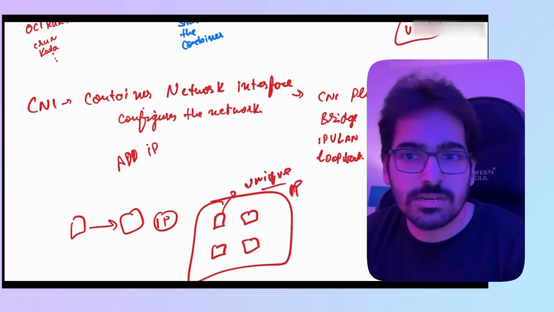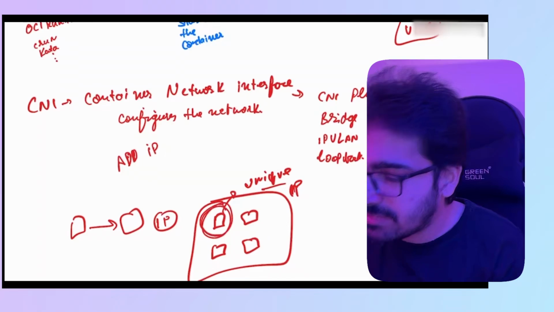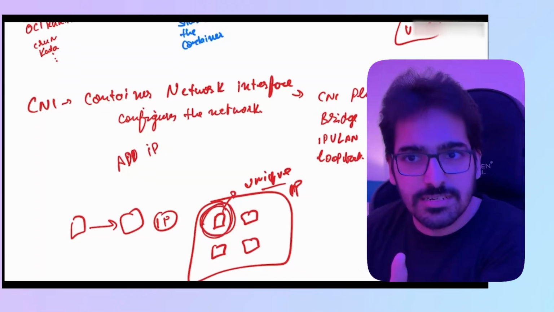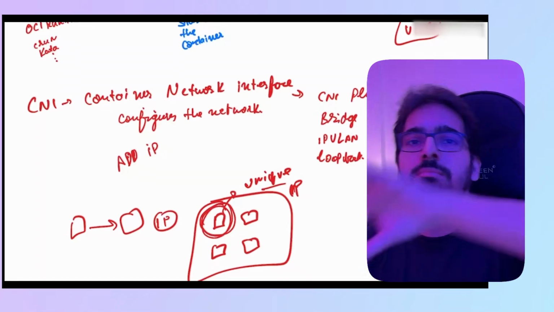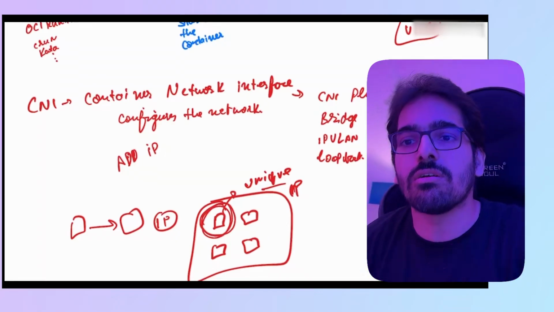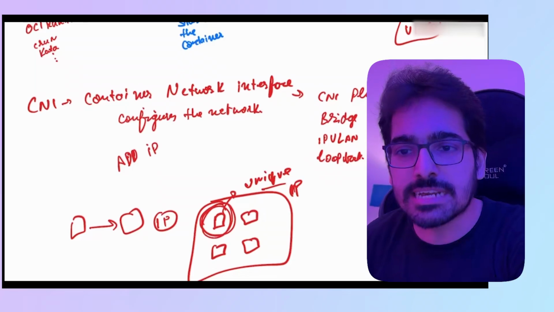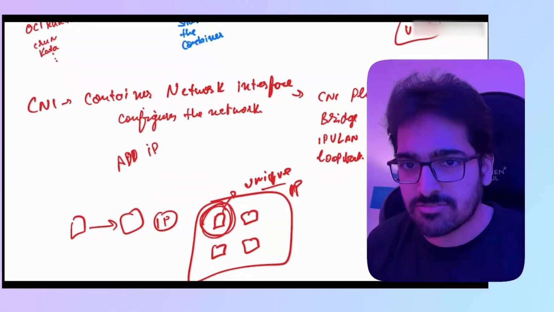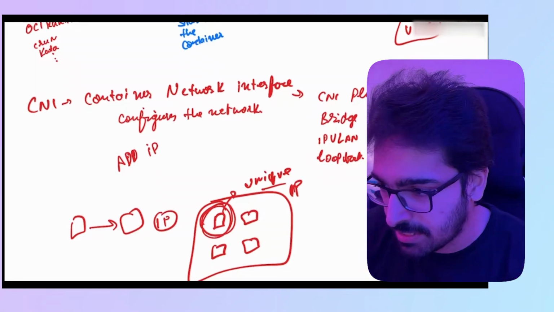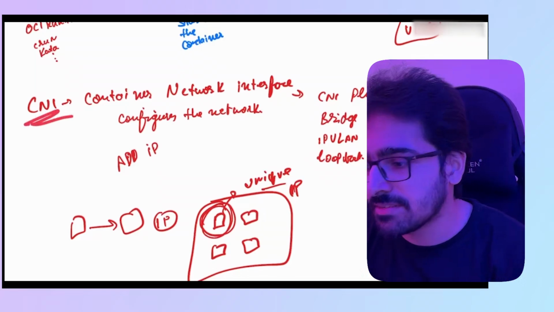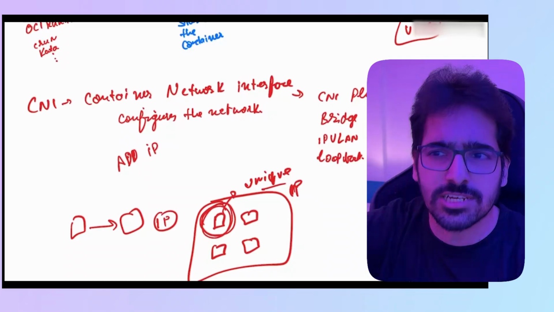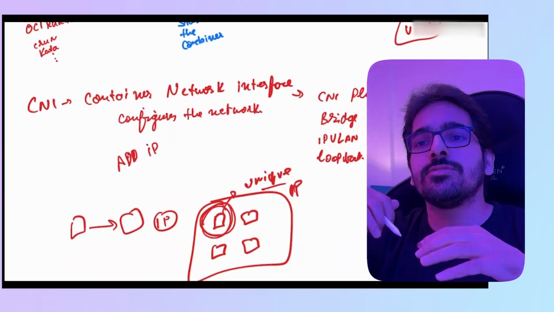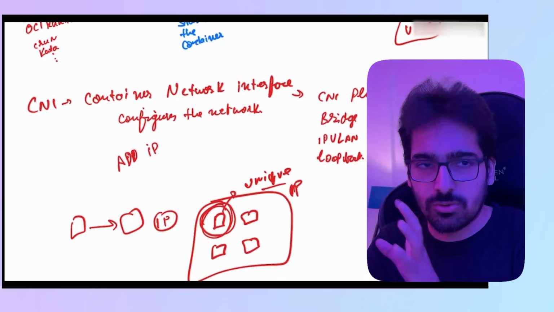Now this is very important. This IP has to come from somewhere, be attached to a network interface, and be made available across all the nodes so that pods can communicate with each other. All these things have to be done, and this is done by the CNI, the container network interface. Obviously, any interface is just a specification, and the implementations are the products.